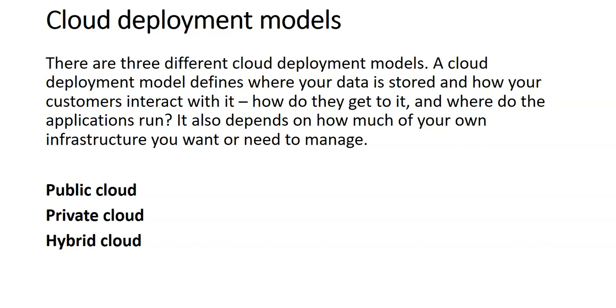So to start with, we have the cloud deployment model. There are three different cloud deployment models. A cloud deployment model defines where your data is stored and how your customers interact with it. How do they get to it and where do the applications run? It also depends on how much of your own infrastructure you want or need to manage. We have public cloud, private cloud, and the hybrid cloud.